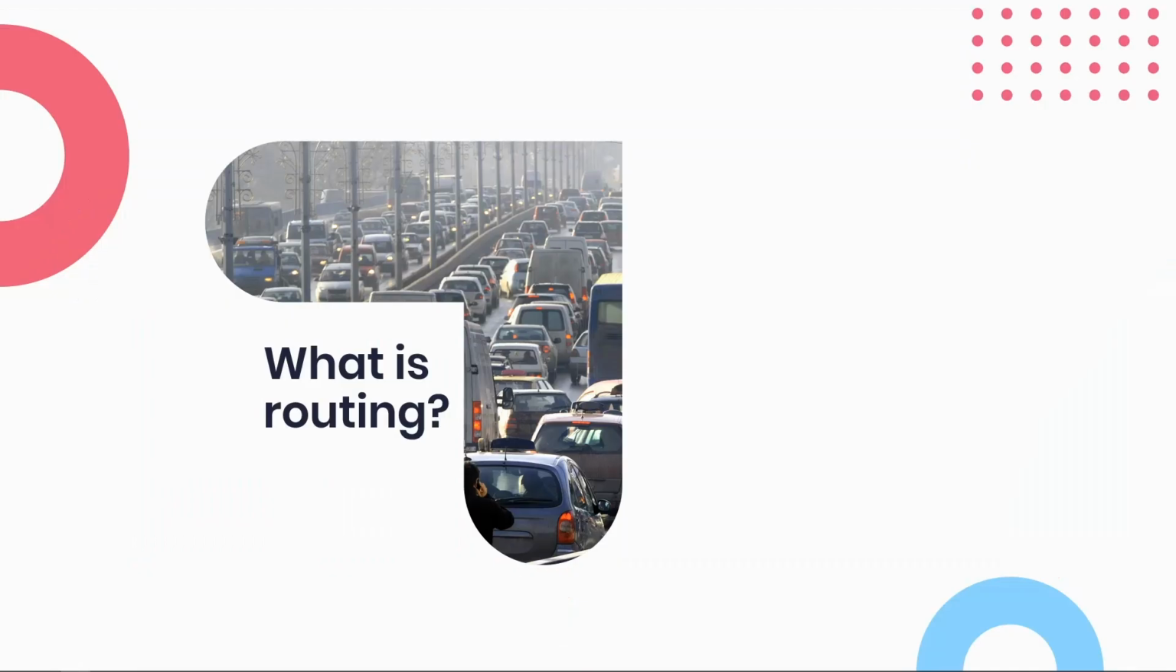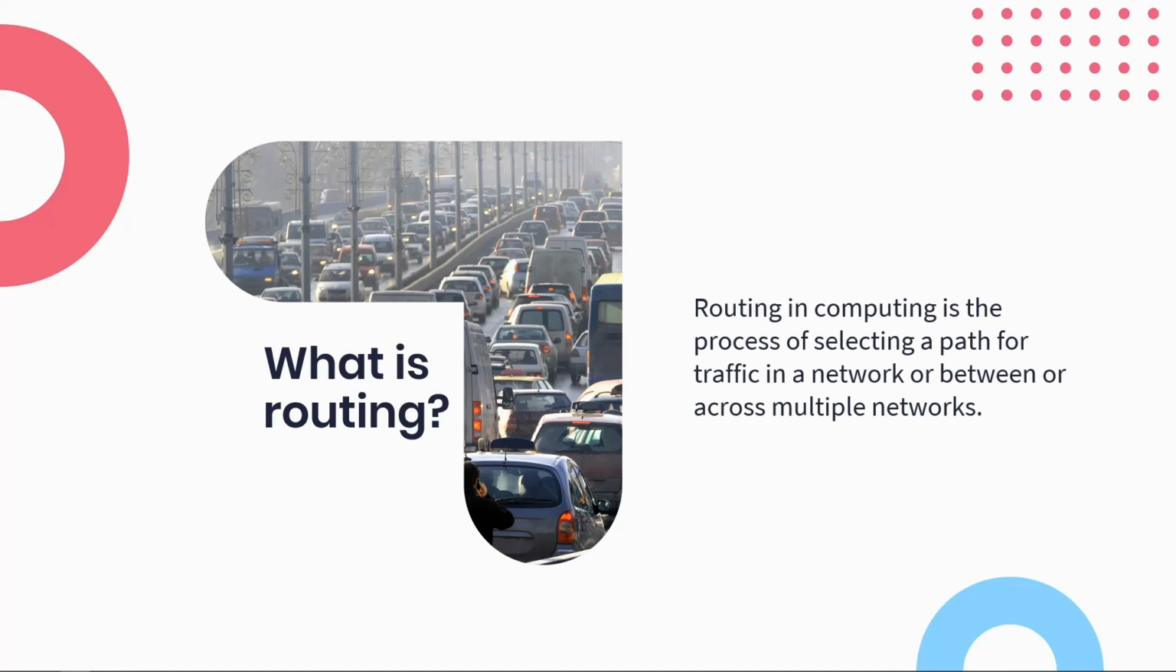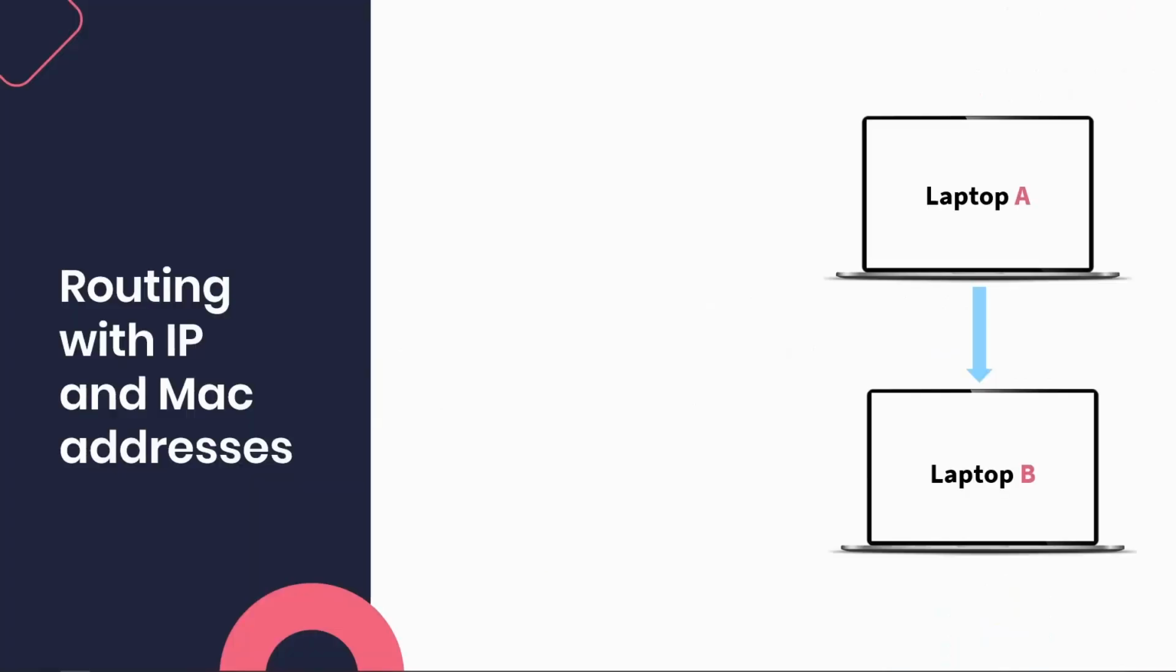We are going to wind up this lesson by looking at how IP addresses and MAC addresses affect routing, starting from a sender's end device, laptop A, to the receiver's laptop B. But before we go into how IP and MAC addresses affect routing, let's quickly stop to make sure we all understand the term routing. Routing in computing is a process of selecting a path for traffic in a network, or between or across multiple networks. So let's take it step by step to see how IP and MAC addresses affect routing.